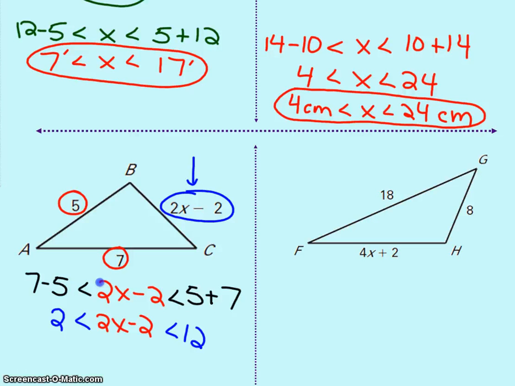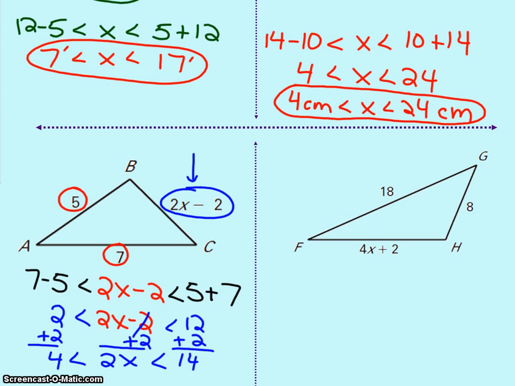I want to know what the range of x is going to be. So I am going to solve for x. I'm going to get x by itself in the middle there. How do I get x by itself? I need to get rid of minus 2, and I need to get rid of the 2 in front of the x. So to get rid of minus 2, I'm going to add 2 to all three sections. So 2 plus 2 is 4. Oh, I guess I forgot to add the 2 to the 12. Add it to all three sections.